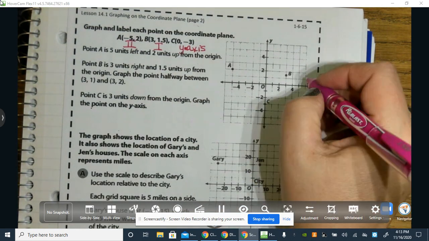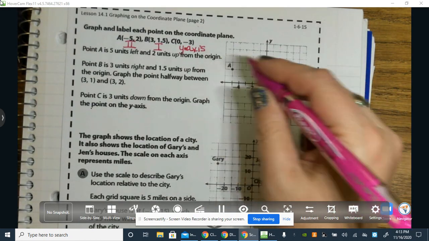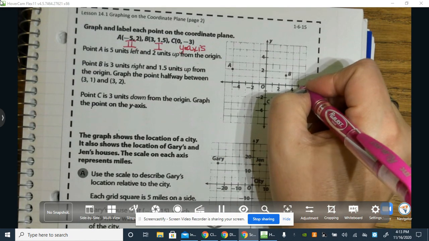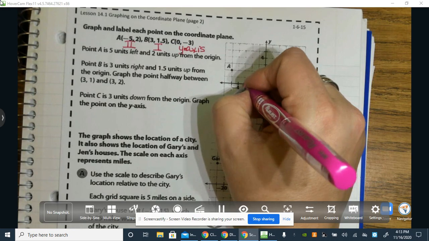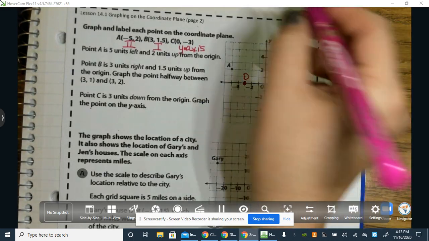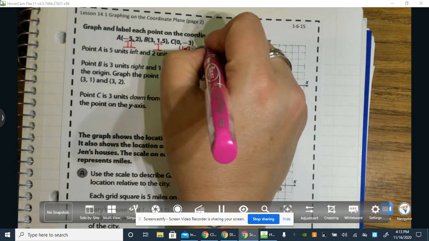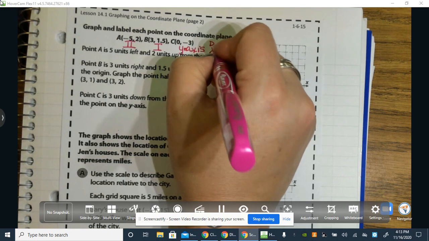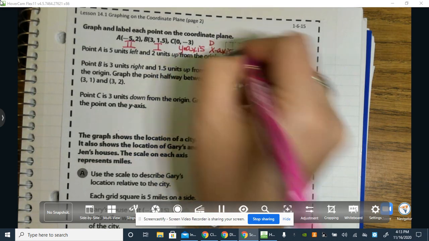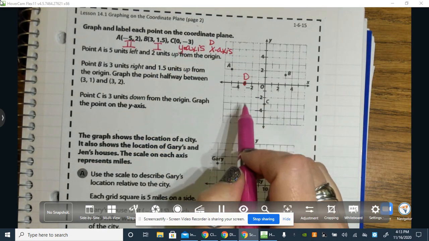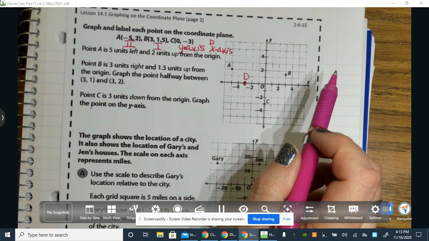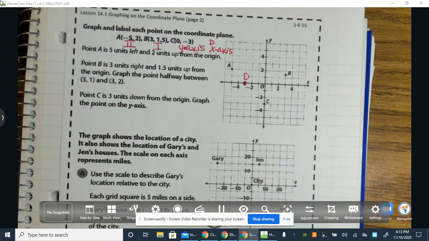And then if we had a point right here, let's see, A, B, C, let's say this is D. D would be on your x-axis. See, it's neither in quadrant 2 nor quadrant 3. It's right there on the x-axis.